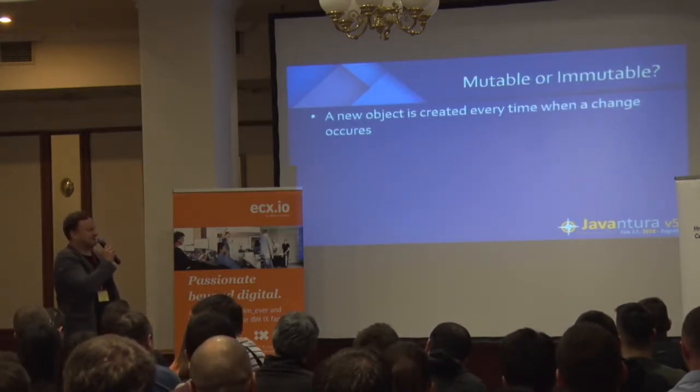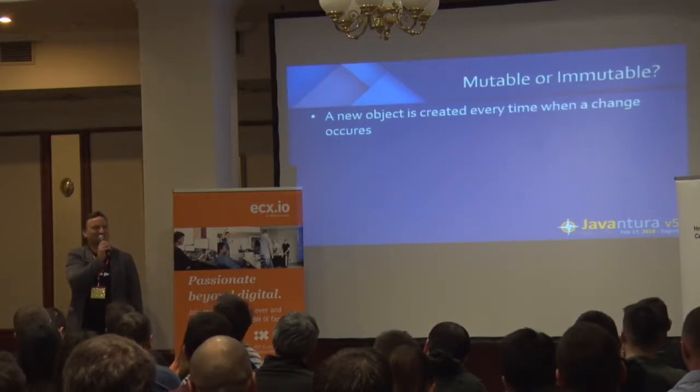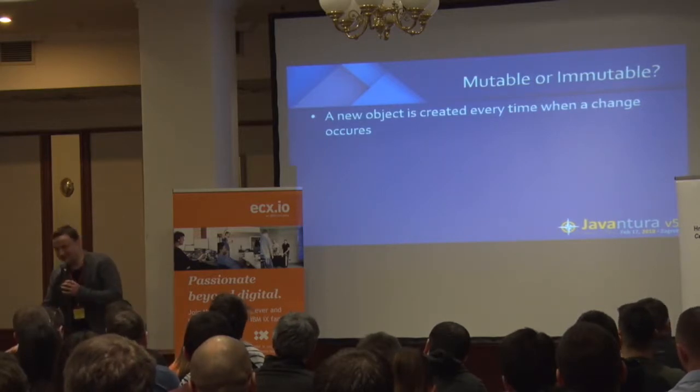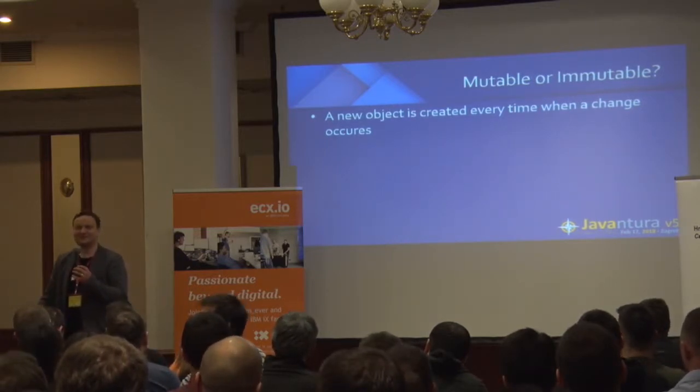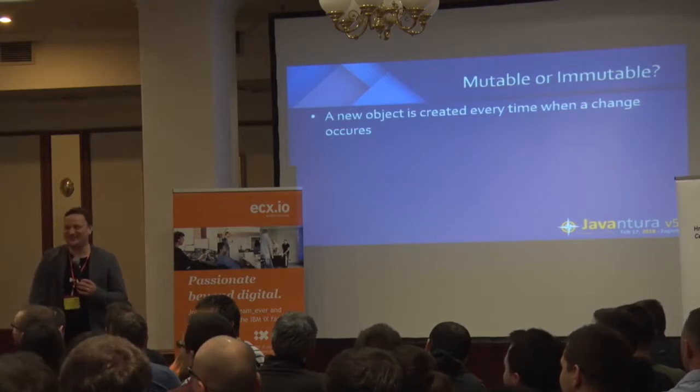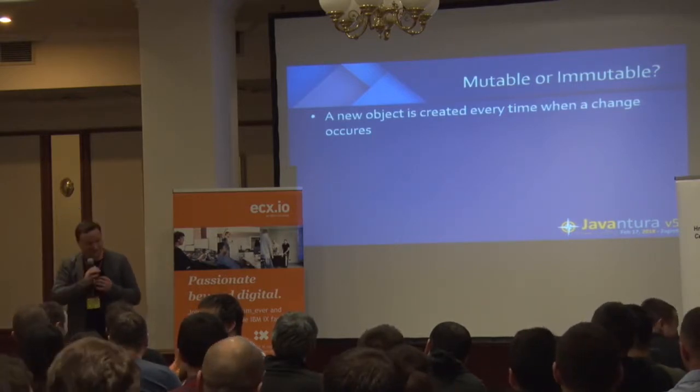For example, what is the most famous class in Java that is immutable? String. Oh, more candies. Who said string? No one. Catch. Okay, so string, of course.